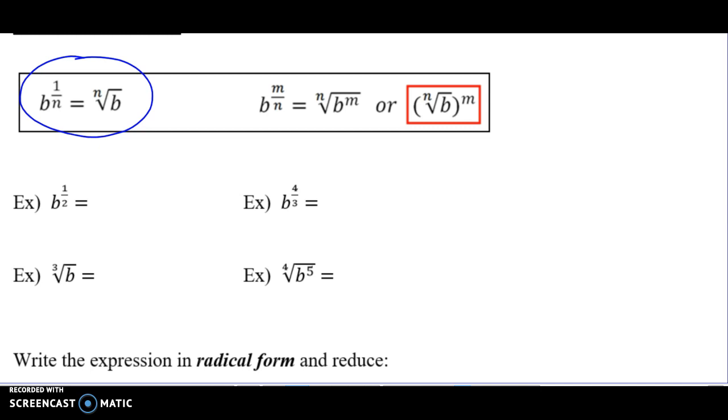What do we call a number that can be written as a fraction? Rational. Okay, so you need to know this vocab because on the test it's going to say, write it as a rational exponent. And what is that asking you to do? Write it as a fractional exponent, okay?